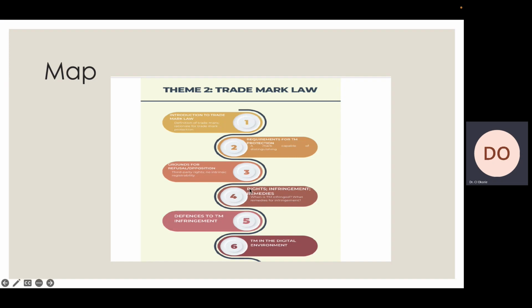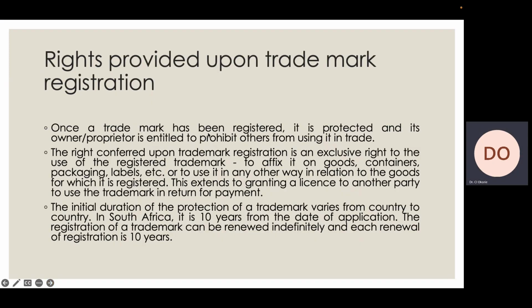And today we are in step 4, where we are dealing with the rights that trademark law confers on trademark proprietors or trademark owners, the various ways in which a trademark could be infringed, and the remedies that are available when one successfully establishes that their trademark has been infringed upon. So, what are the rights that are provided upon trademark registration?